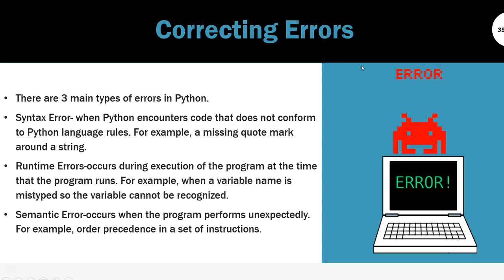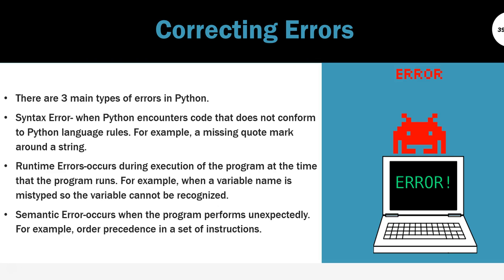We are at the end of Module 2, but I wanted to tell you that even though we have seen some type of errors, we haven't really talked about the type of errors that Python has or that you can experience in Python. There are three main types of errors in Python. A syntax error is when Python encounters a code that does not conform to Python language rules. For example, a missing quote mark around a string. We already saw one of those.